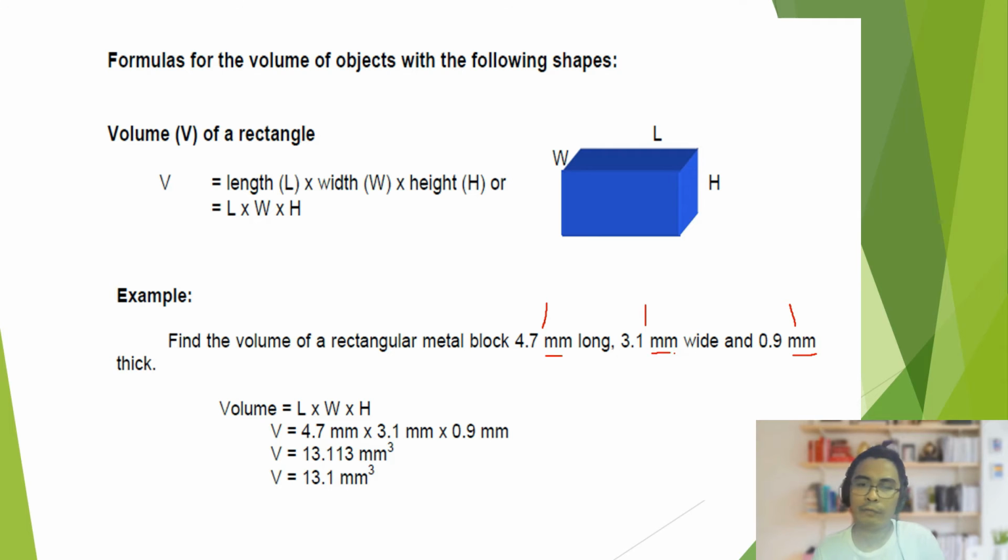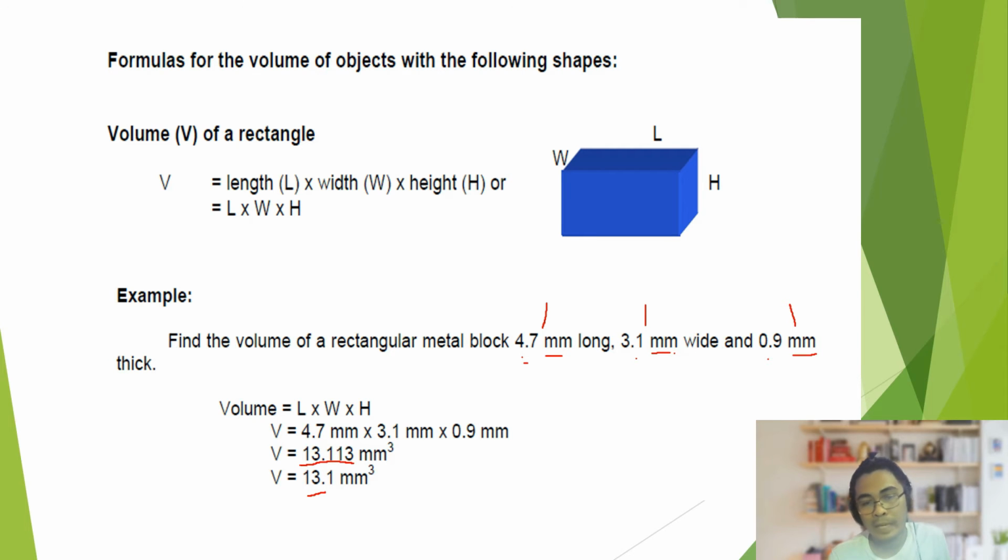Since we have the same units, wala na tayong problema. And in that case, mag-substitute na lang tayo. Get the product of the 3, that will give us 13.113. Okay, so but here take note that the place value is also, we have only one place value. Okay, so therefore our final answer is 13.1.